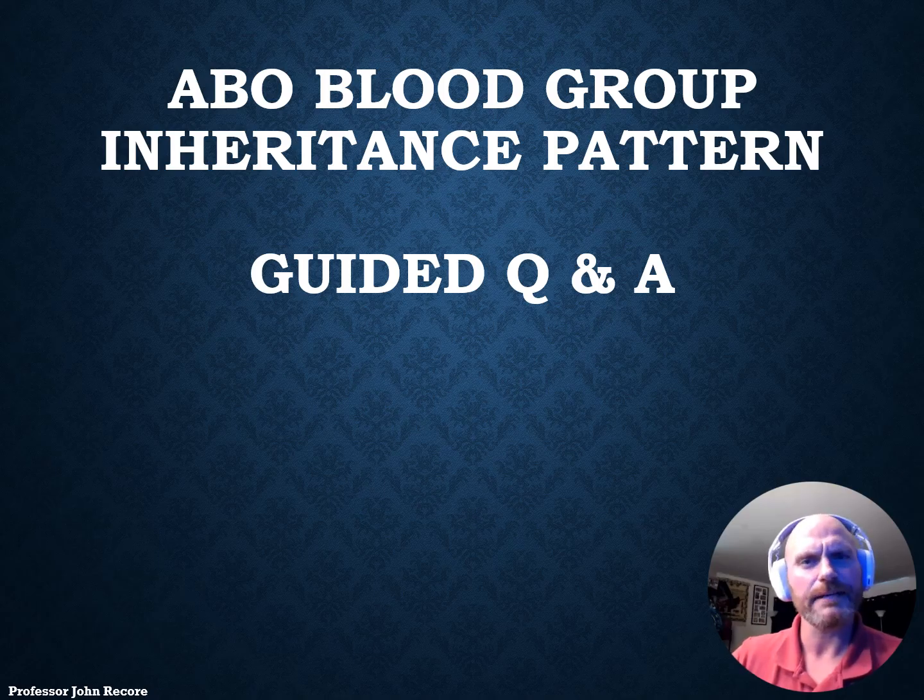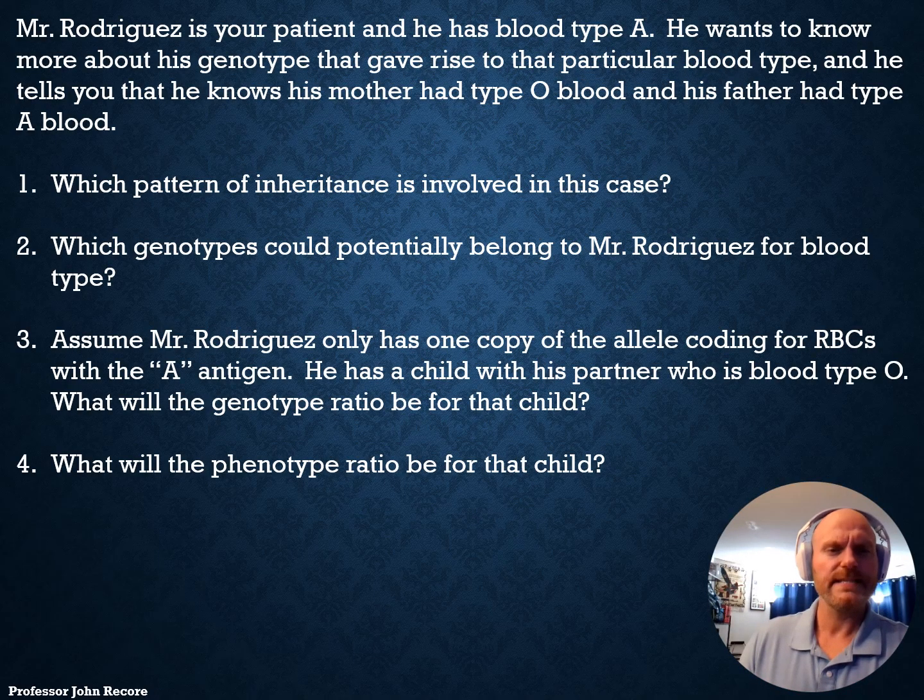All right, let's dial up the complexity a little bit and talk about the ABO blood group inheritance pattern. Let's take a look at this next case. Which pattern of inheritance is involved here? Since we're dealing with the ABO blood group, multiple allele inheritance is involved.